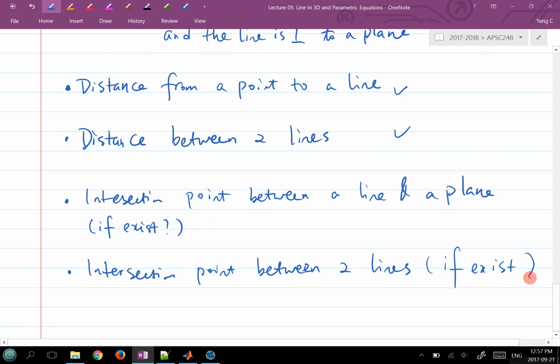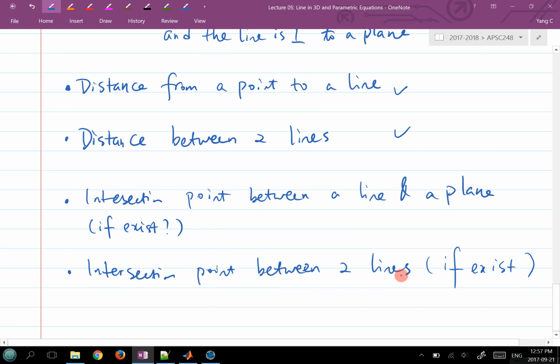Because we just mentioned that the two lines could be parallel. When they're parallel, they never intersect each other. And when they're skew, they don't intersect each other either, right? Only one case will give you these intersection points. How would you solve that, or how would you prove that they don't actually intersect each other?